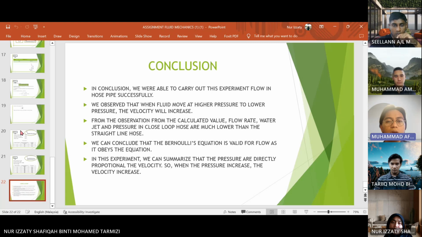Next, we can conclude that the Bernoulli equation is valid for flow as it obeys the equation. And the last one is, in this experiment, we can summarize that the pressure is directly proportional to the velocity. So when the pressure increases, the velocity increases. That's all from us. Thank you.